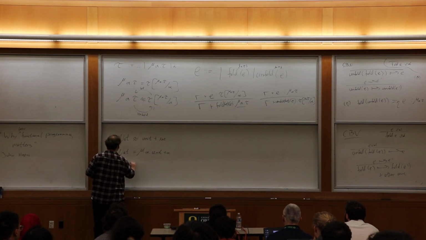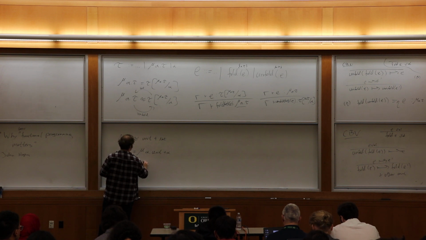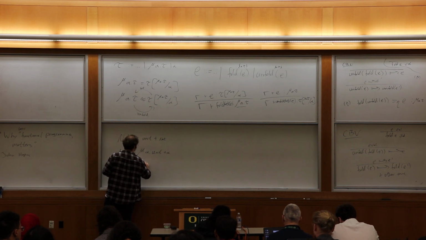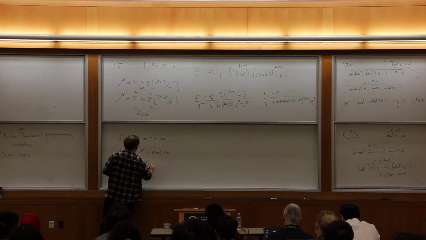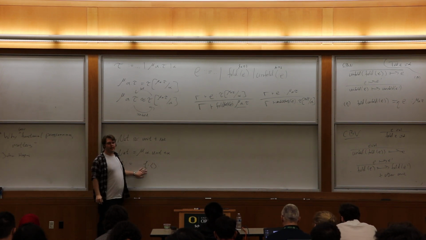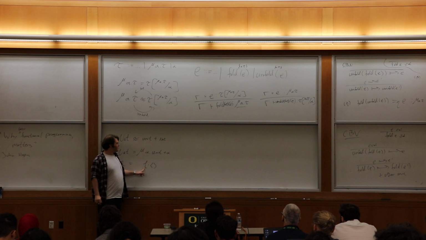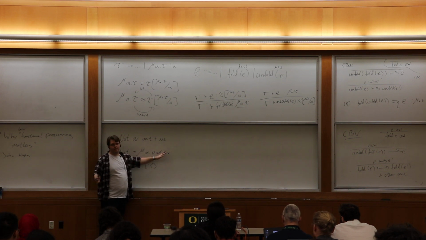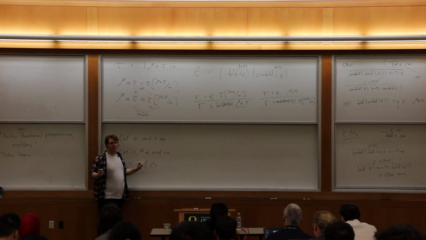So 0 would then be defined as, well, let's see, does this make sense? So is L dot unit. What's the type of that? This is unit plus a type A.